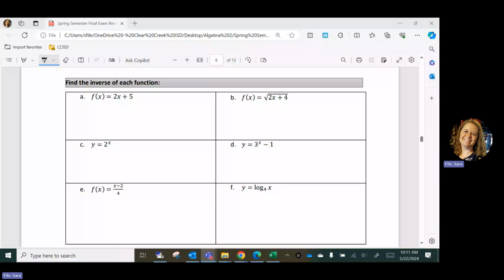So this is find the inverse of each function. Again, this is, I think, the back of the third page of your review for a semester exam. So inverse functions. We talked about inverse functions with all of the functions we worked with this semester.